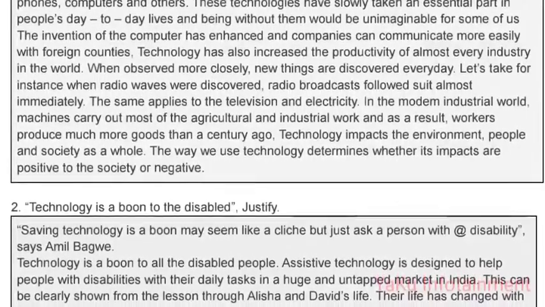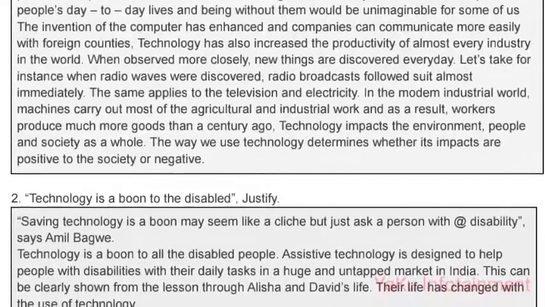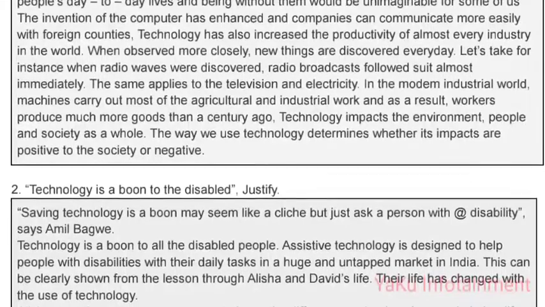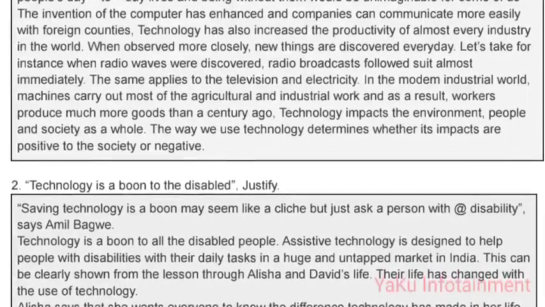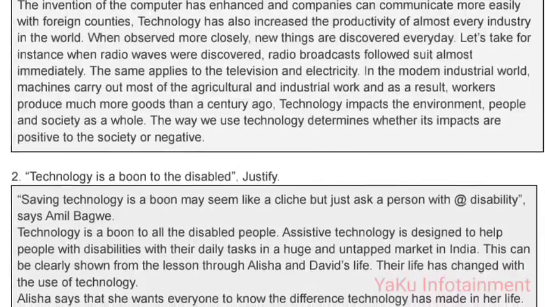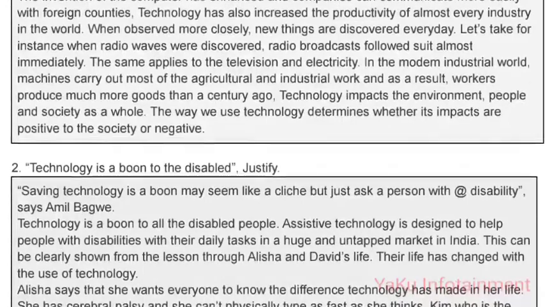machines carry out most of the agricultural and industrial work, and as a result, workers produce much more goods than a century ago. Technology impacts the environment, people and society as a whole. The way we use technology determines whether its impacts are positive or negative to the society.